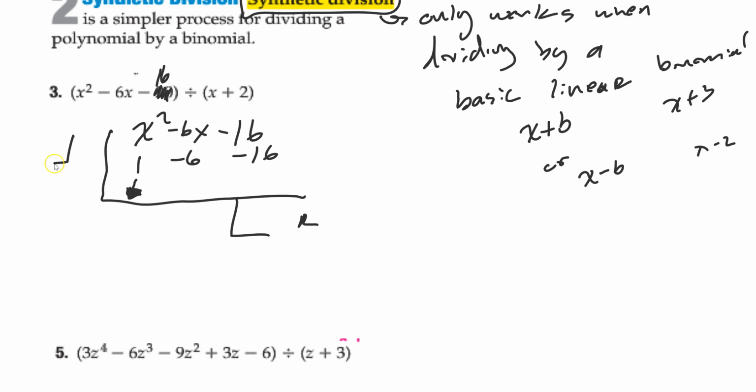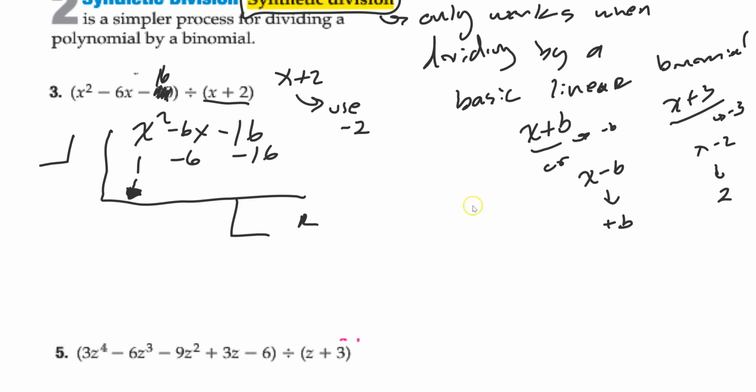Now we're going to put a box on this side. What goes here is the opposite of what you're dividing by. So this is x plus 2. It's kind of like inside opposite. We're going to use negative 2. If I had x plus b, we'd use negative b. If we had x minus 3, we'd use positive 3. So use the inside opposite.